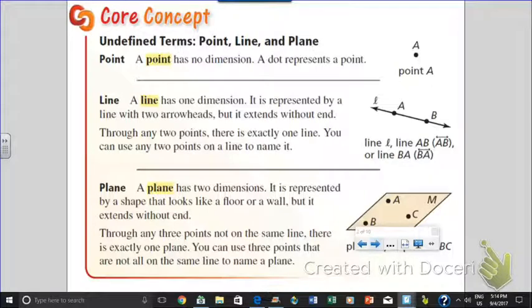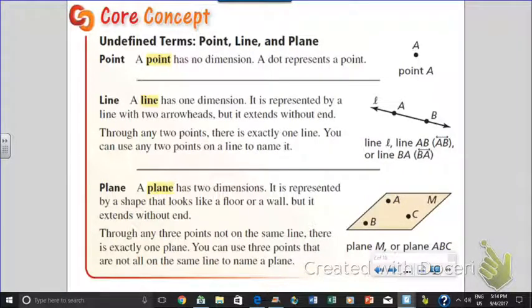A plane has 2 dimensions. It is represented by a shape that looks like a floor or a wall. Usually it's in the shape of a parallelogram. It extends indefinitely without end in technicality, but again we usually use a rectangular parallelogram to display or show it. On a 3D shape it would be the side of the shape.